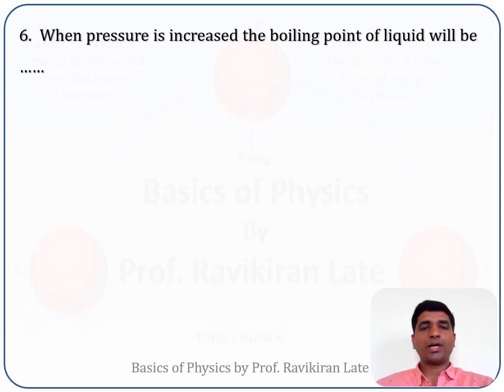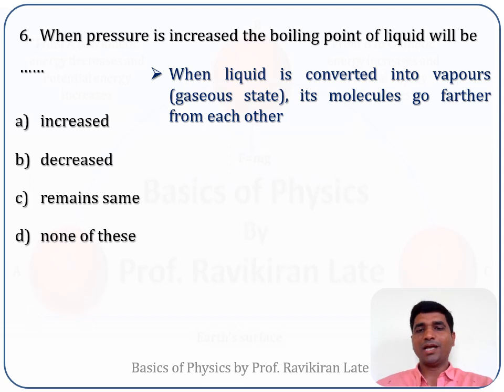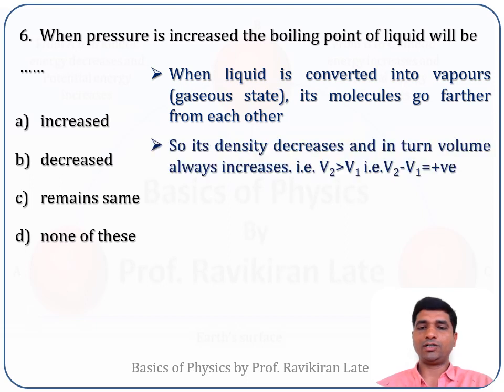Next question is, when pressure is increased, the boiling point of liquid will be. The options given are: option A, increased; option B, decreased; option C, remains same; option D, none of these. Now we know that whenever any liquid goes from the liquid phase to the gaseous phase, its volume will increase, because the gas molecules are much farther away from each other as compared to the liquid molecules.